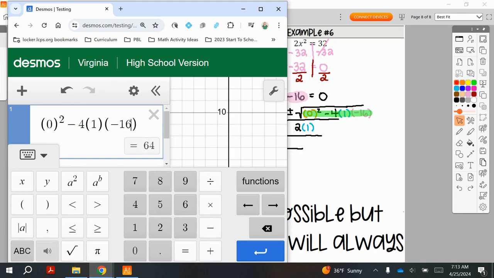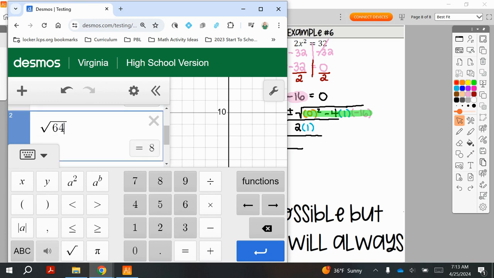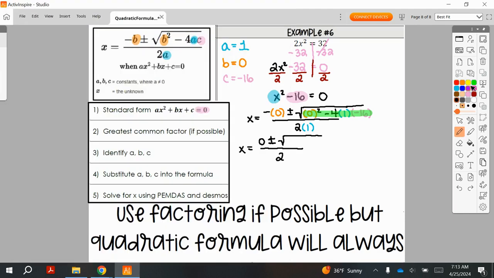And I see then when I have 0 squared minus 4 times 1 times negative 16, it will be 64. I check to see if I get a whole number when I take that square root of 64, and I do come out to 8. So remember what we did is typed in what's under the radical, replacing it with one number, and then I took the square root of 64 to be 8. I'll keep our options of x equaling a 0 plus or minus that 8 over 2.